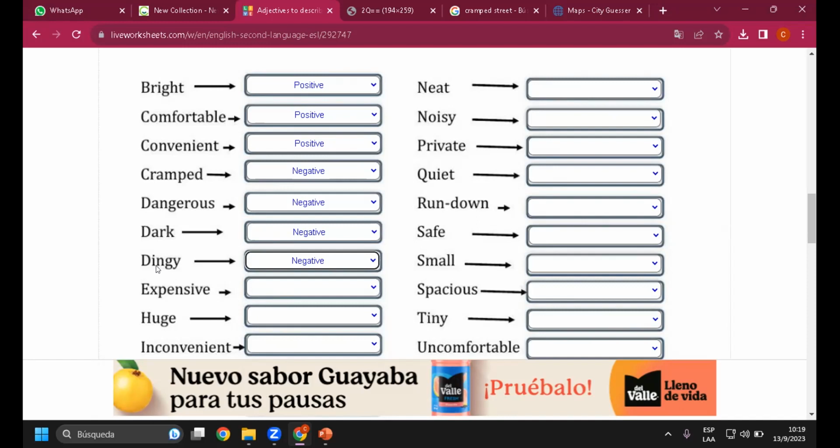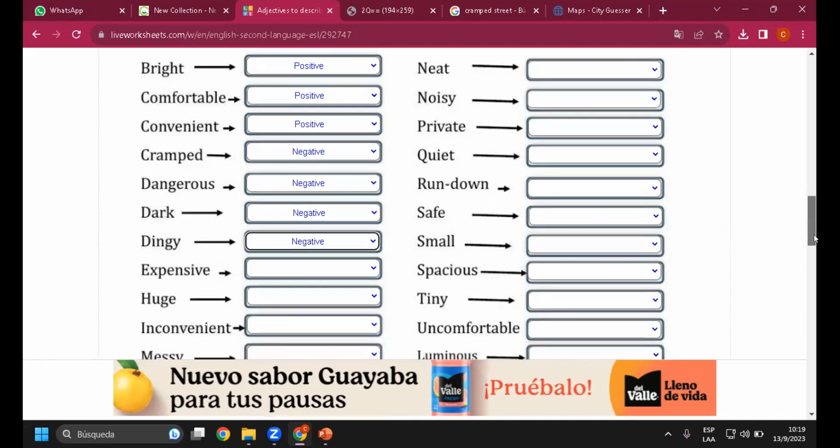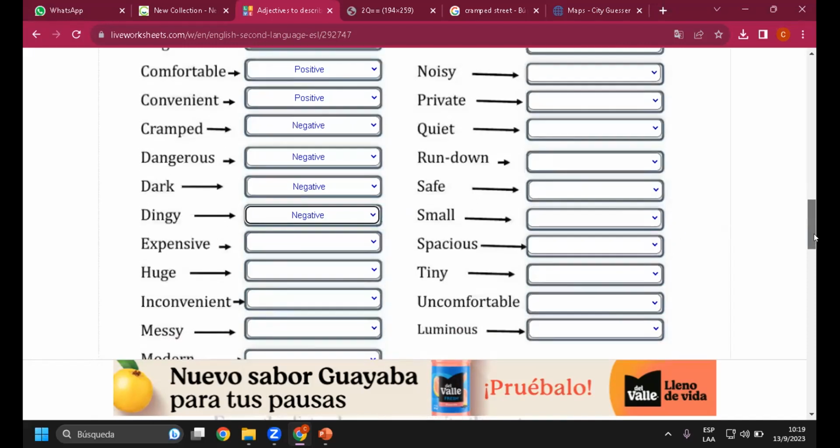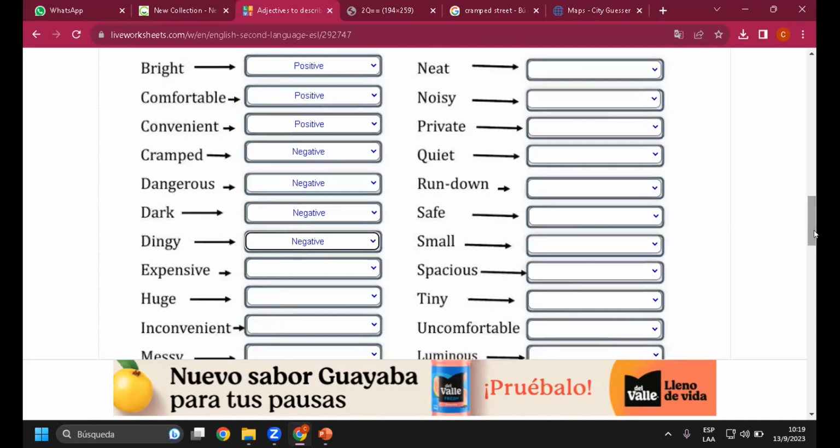So is your city dingy or clean? Dingy, yeah, unfortunately. There are some places that are very clean, right? But some other places are dingy. Okay, expensive, positive or negative? Negative. Do you think that El Salvador is expensive? Yes, some cities.